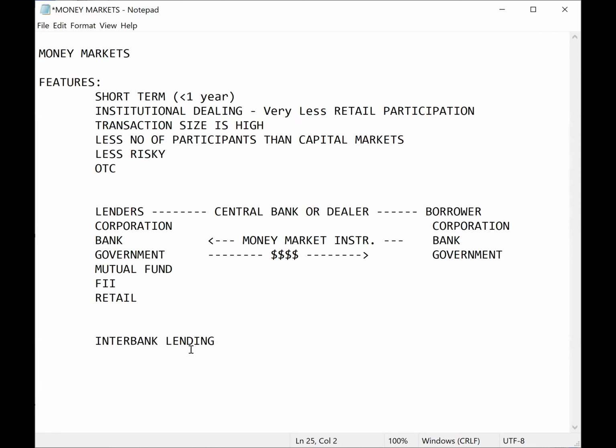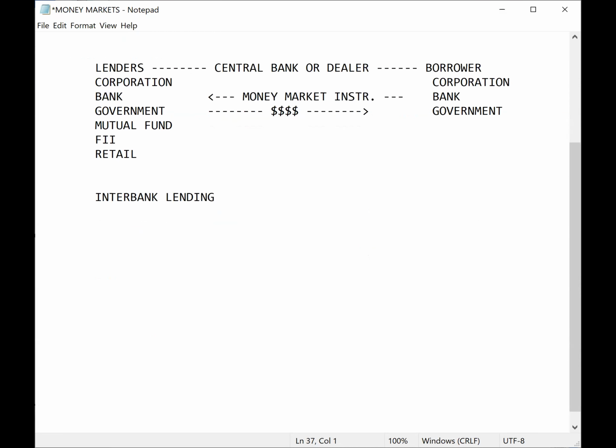Anybody heard of interbank lending? Yes, sir. What is it? When the banks borrow and lend money from each other. Absolutely, very good. As the name suggests, guys, it's happening between the banks. Let's suppose there is bank A and there is bank B. They would exchange funds for less than 1 year. That is known as interbank lending.